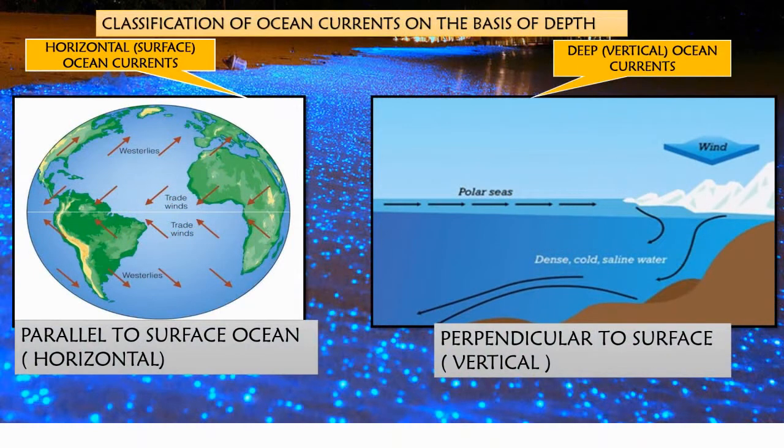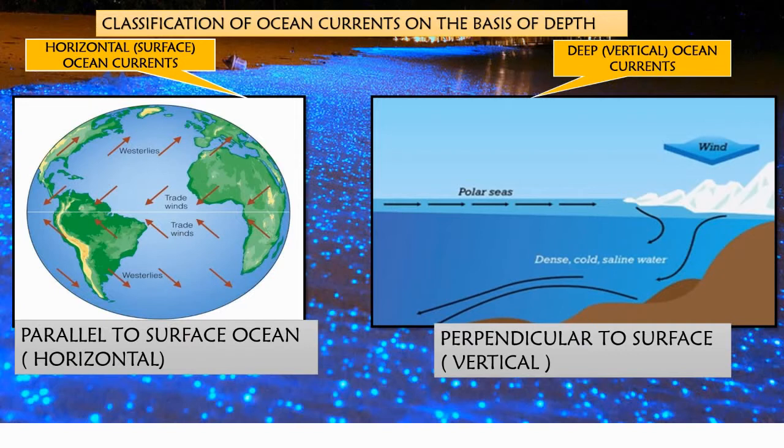Classification of ocean currents on the basis of depth. You can also distinguish types of ocean currents through their depths or position in the water. Now, there are main two types of ocean currents, that is, surface ocean currents, which are also called as horizontal ocean currents, and deep ocean currents, which are also called as vertical ocean currents. Surface currents are basically driven by wind, and deep water currents are driven by variations in seawater density.